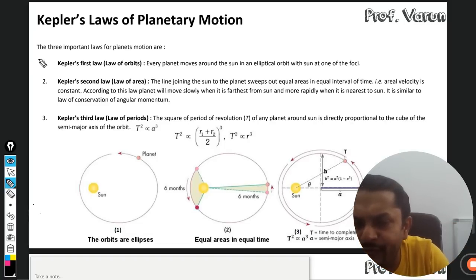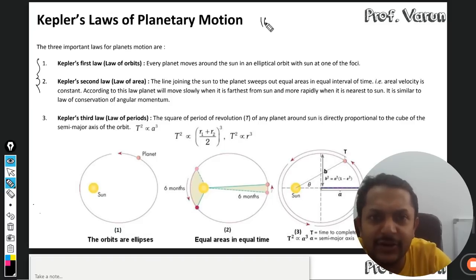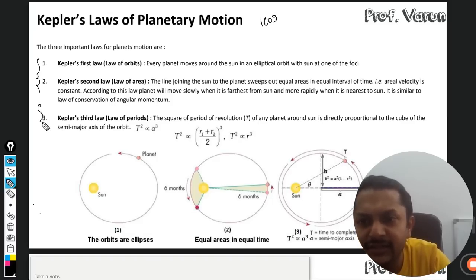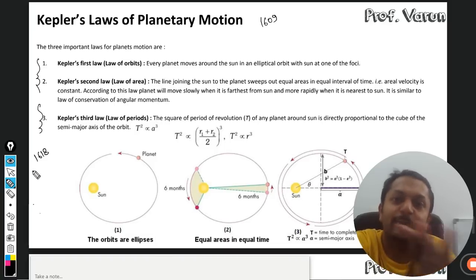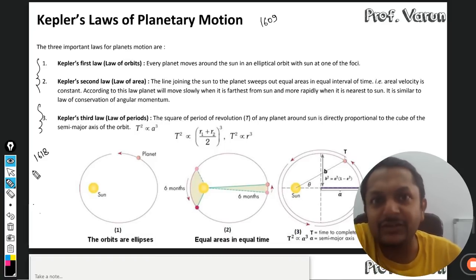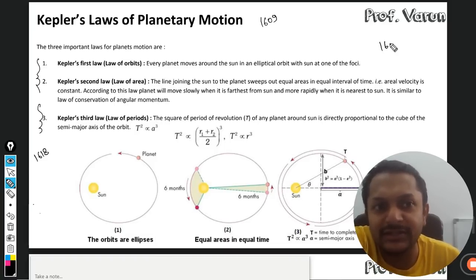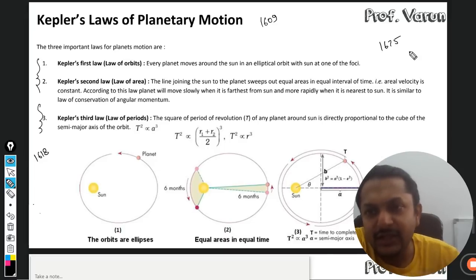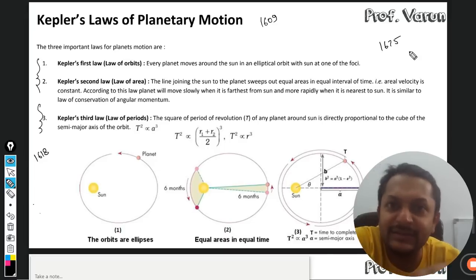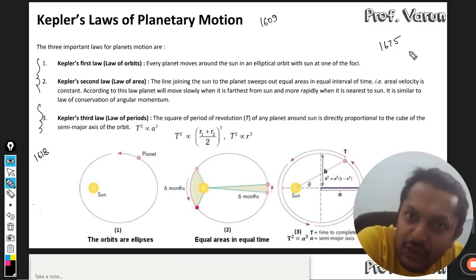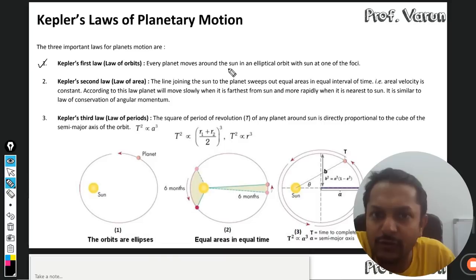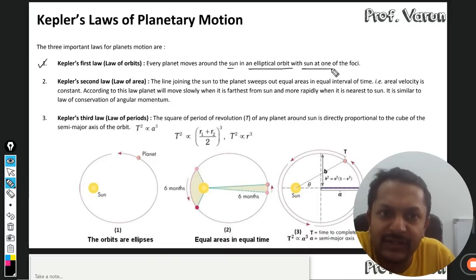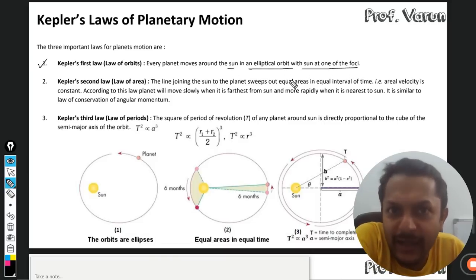The first two laws came into existence in the year 1609, and the third law came into existence in 1618. Just to make the picture clear, the law of gravitation was given by Newton in the year 1675. So this is the whole picture, and Kepler is preceding Newton. Now the first law is: every planet moves around the sun in an elliptical orbit with the sun at one of its foci.